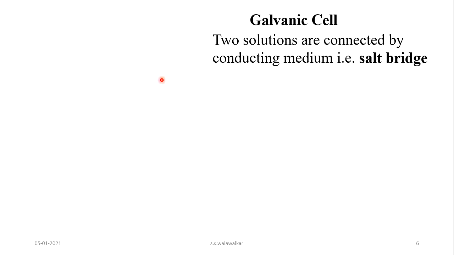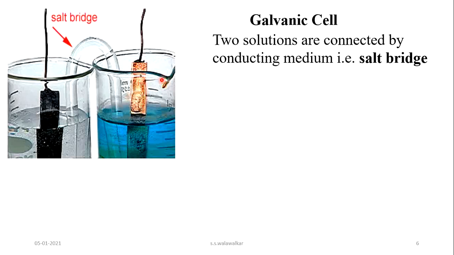The two solutions, that is zinc sulfate solution and the copper sulfate solution, are connected by the salt bridge, it is a conducting medium. So here zinc strip is dipped in zinc sulfate solution, copper strip is dipped in copper sulfate solution, and these two solutions are connected by this inverted U-shaped tube, that is called as a salt bridge.